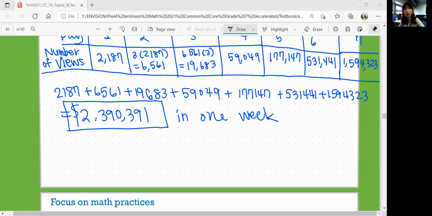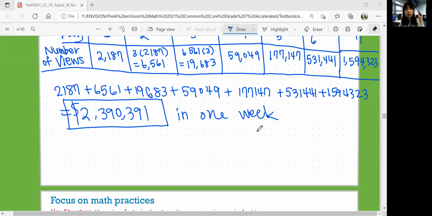Now, you add all the products, and because the charity costs $1 to view, every view equals $1 for charity. So you add the products, and that is your dollars of charity in 1 week. So in total, this band would earn $2,390,391 in 1 week.